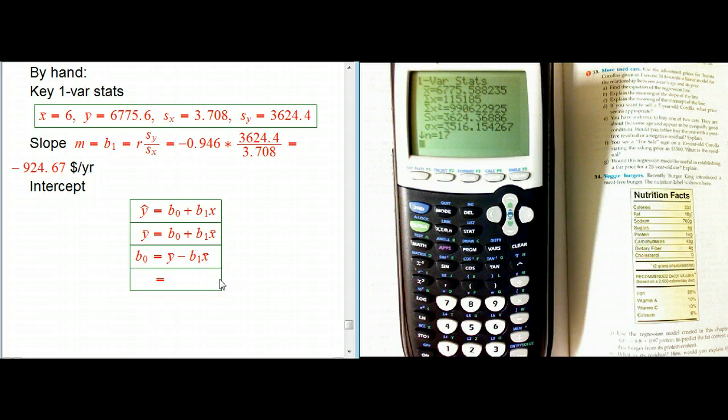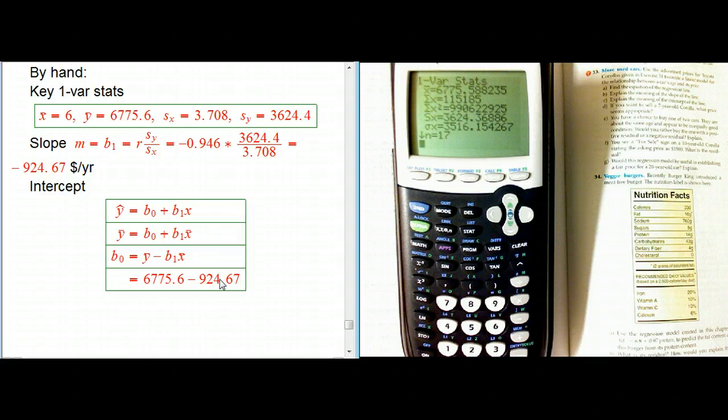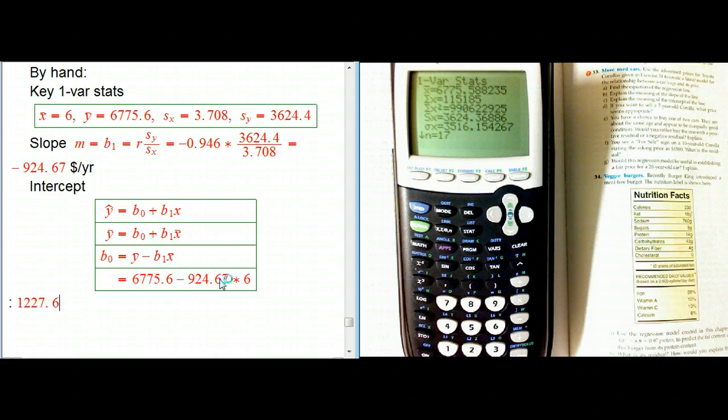So the mean of y was 6775.6 minus 924.67 times the mean of x, which was 6. Okay, and we can calculate that, and it doesn't put it in the place I want it. 1227.6.